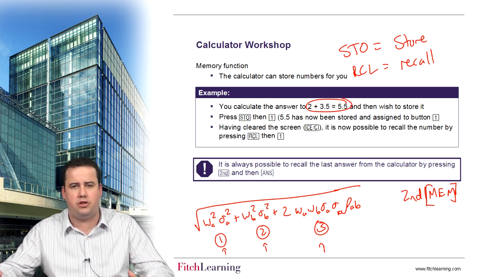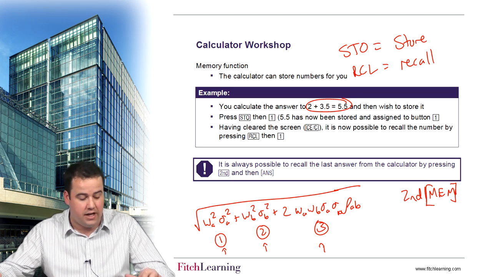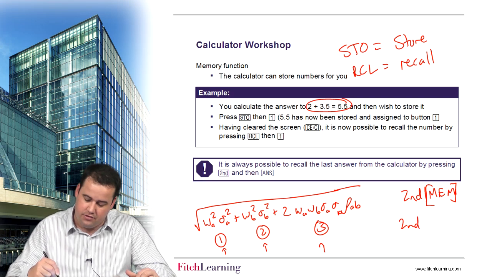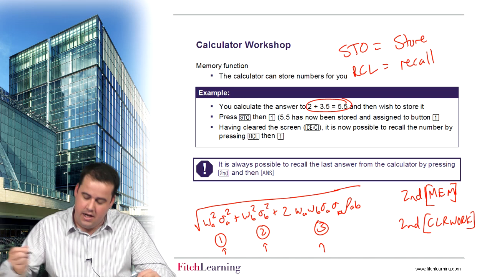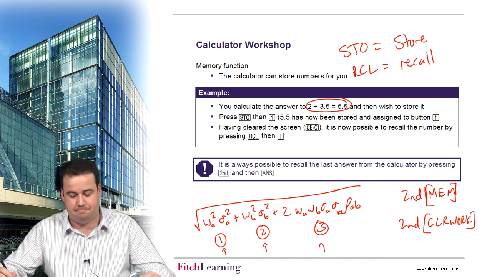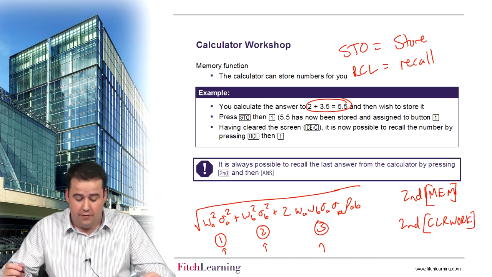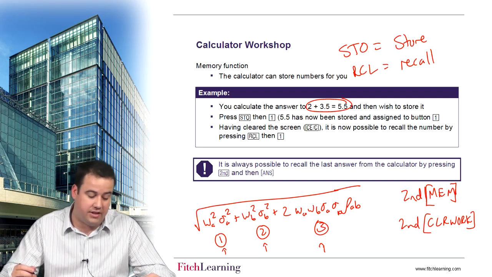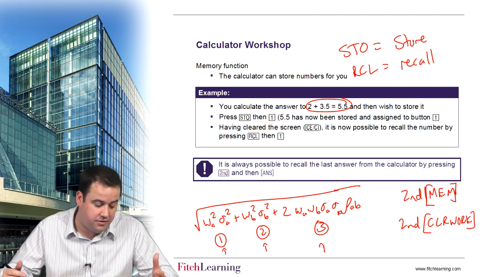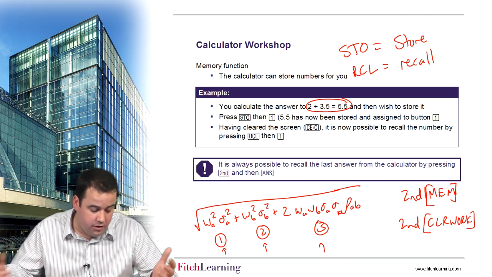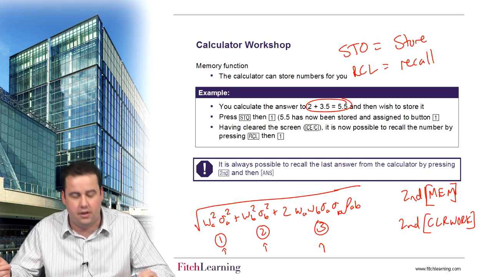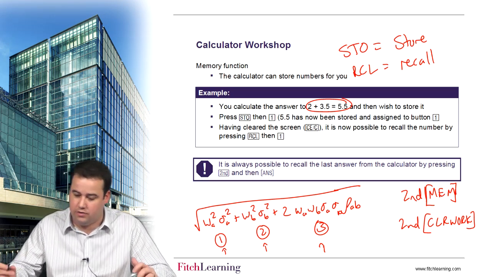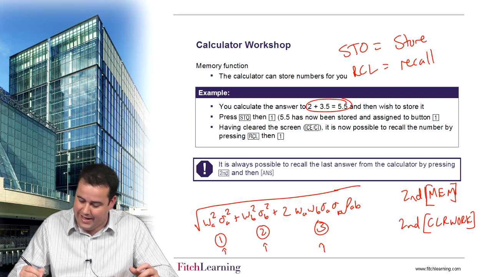Once you're in that memory function, you need to clear it before you actually go into the exam. When you're in it, hit second, then clear work, which is down on the left-hand side of the calculator, and that clears everything from the memory. As it says there, if you hit second and then answer, ANS, it's always going to bring up whatever the last answer in the calculator was. So let's say you've calculated something and then moved on and done something else. If you hit second answer now, it will say 5.5, because that was the last calculation we did, the last time we hit the equals button.